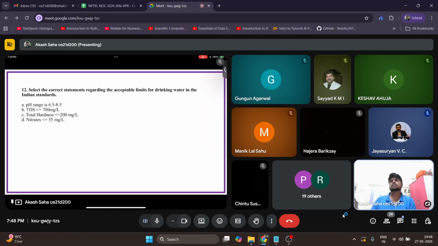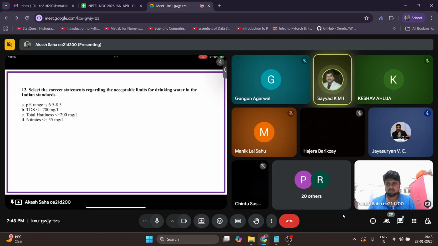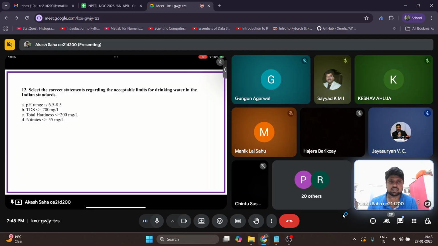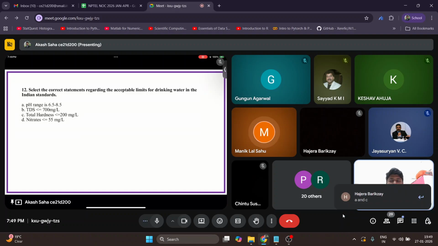Next, select the correct statements regarding the acceptable limits for drinking water in the Indian standards. We have pH range 6.5 to 8.5. A is the correct answer. Yes, I think there is more than one correct answer. Sir, A and C. A and C? Yes, definitely. So both are correct. Can someone correct me about the B and D options?